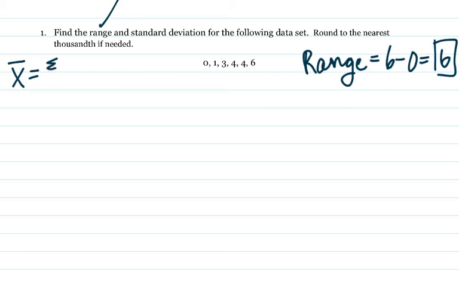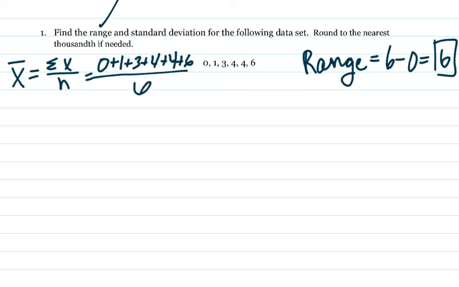So we have to sum the x values and then divide by how many there are. So that's going to be 0 plus 1 plus 3 plus 4 plus 4 plus 6 divided by there are 1, 2, 3, 4, 5, 6 values. So our n is equal to 6. So n minus 1, which we'll need later, is equal to 5. Okay, so our mean, our x bar value, is equal to 3. So we have our mean.